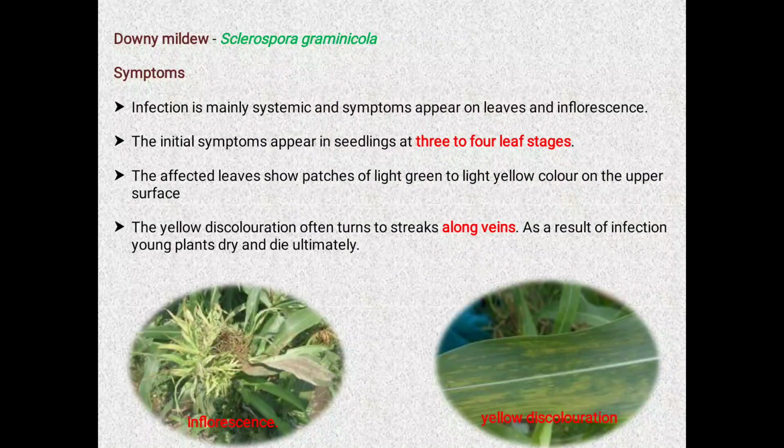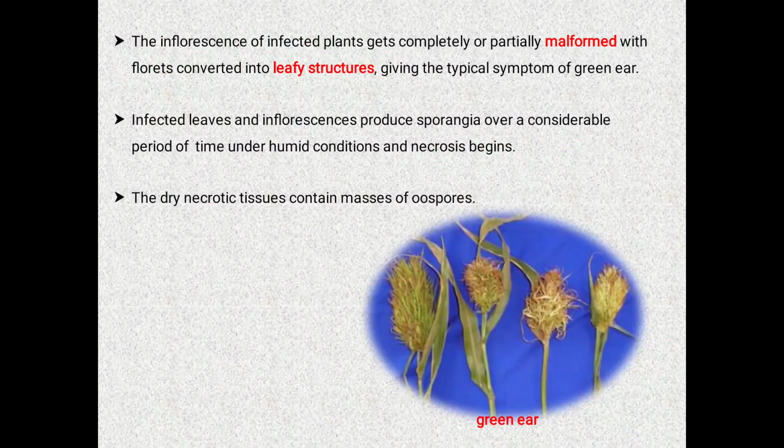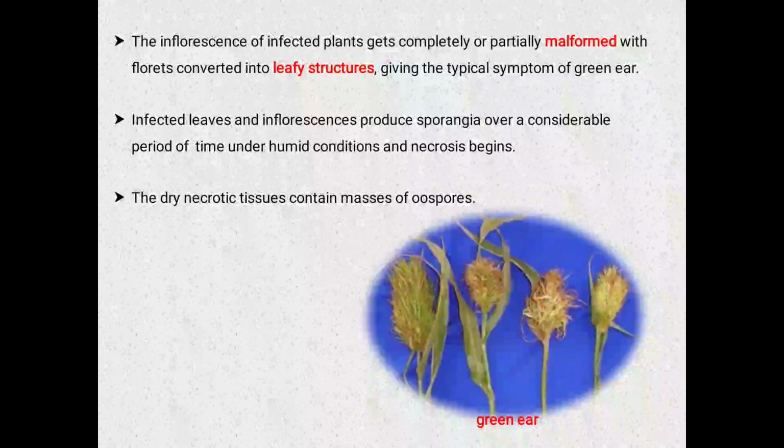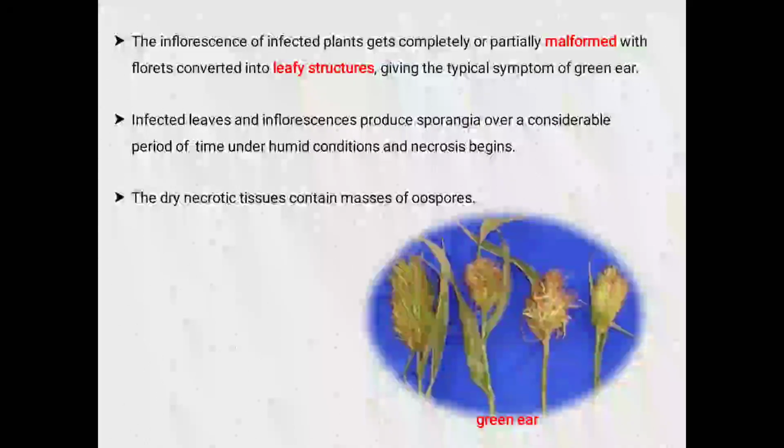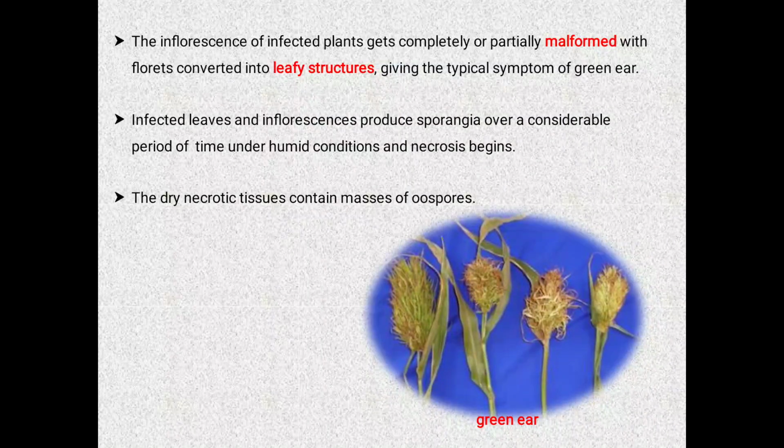The yellow discoloration often turns to streaks along veins. As a result of infection, young plants dry and die ultimately. Means drying and dying. This symptom is also present in this disease. The inflorescence of infected plant gets completely or partially malformed. Means there is no proper growth of the inflorescence. Once the inflorescence fails, then there will be no grain formation.